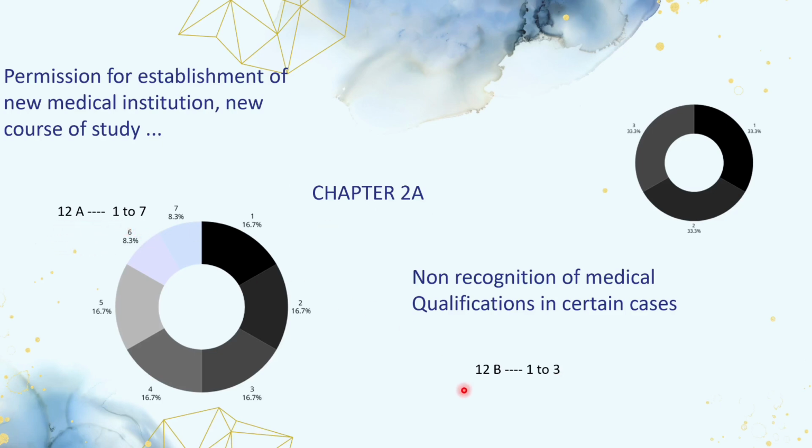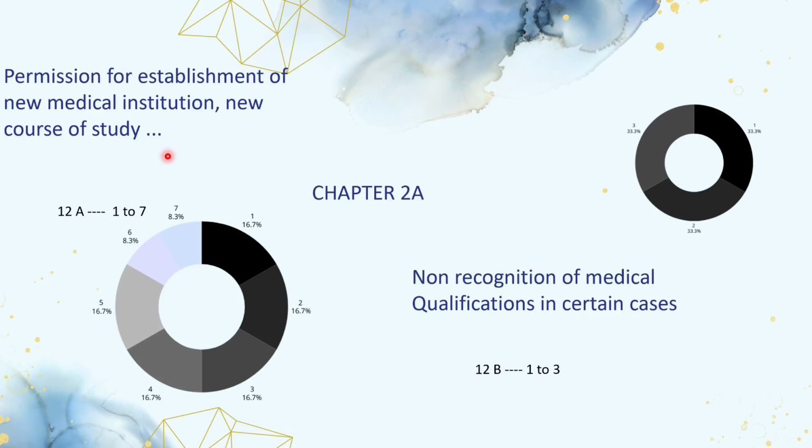In 12a, we will be discussing permissions for establishment of new medical institution and new course of study. That is, notwithstanding anything contained in this Act or any other law for the time being in force, no person shall establish a homeopathic medical college or open a new or higher course of study or training which would enable students of such course or training to qualify themselves for the award of any recognized medical qualification. Nor shall any person be allowed to increase its admission capacity in any course of study or training.